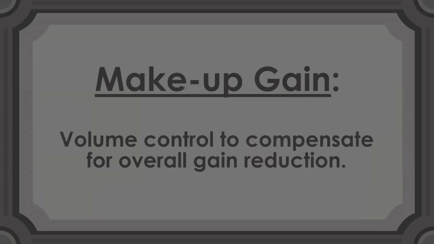As you can tell by the name, it's meant to make up for the volume that was lost while compressing. It's essentially a volume knob to turn up the compressed audio signal. One of the most common practices with makeup gain is to increase the volume by the same decibel level that the peaks are being reduced.